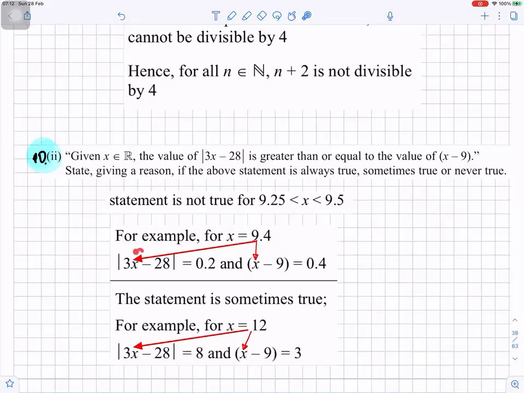If you put 9.4 there, 3 times 9.4 minus 28 is 0.2. And 9.4 minus 9 is 0.4. So that shows that 0.2 is less than 0.4, so the statement is sometimes true. For example, if you take a number like 12, 3 times 12 minus 28 gives you 8, and 12 minus 9 gives you 3.